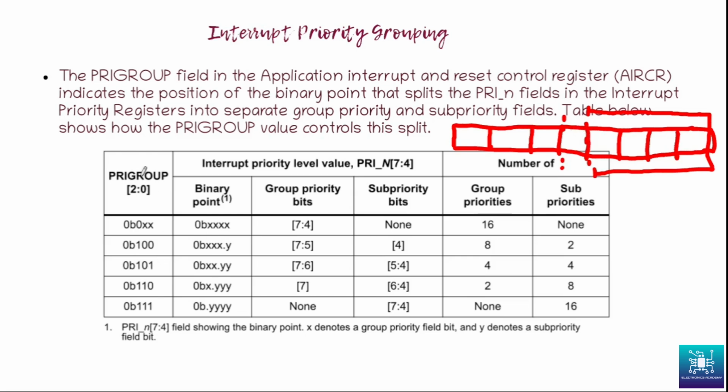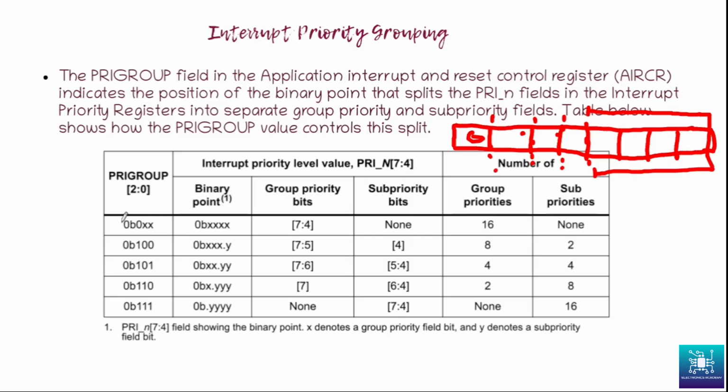Setting it as 101 in the PRIGROUP will split it exactly in half. So two group priority bits and 2 sub priority bits, so 4 each. Making it 110 will leave only 2 group priorities, and sub priorities will increase to 8. So you have only 0 and 1 here, and this entire thing goes into sub priority. And setting it to 111 means all the fields will be sub priority. There will be no group priority. We will not be using that setting.